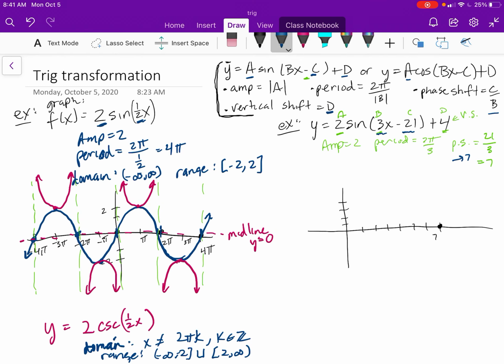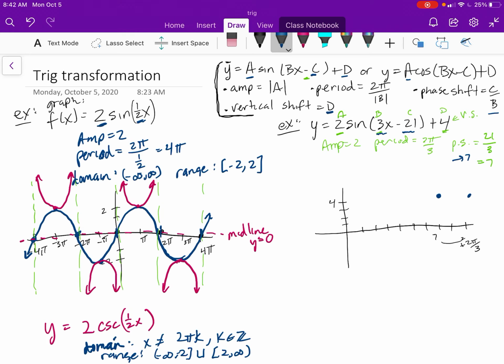So again, I put that kind of too quick, so I'll just erase that. There we go. All right. Over 7, up 4. And from here, I have a period of 2 pi over 3. So here's what I was saying. I mean, how accurate can you be? Because 7 plus 2 pi over 3. If I were to round, it's a little over 2, so it's going to be 9-ish, right? But I don't know. 7 plus 2 pi over 3 is where my period ends.